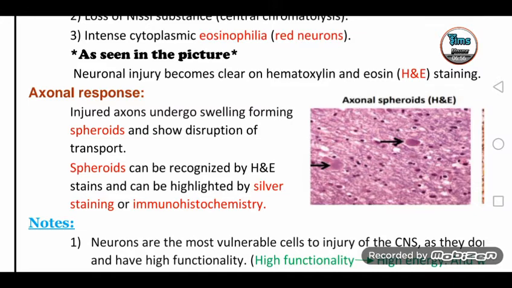From one cell to the cell body of the same cell. Okay? So when the axon is injured, it undergoes swelling. So it swells, it becomes a little bit larger, and then it coils around itself, forming spheres. These spheres are what we call axonal spheroids, and they show disruption of transport. So the axon is no longer capable of transporting these signals.